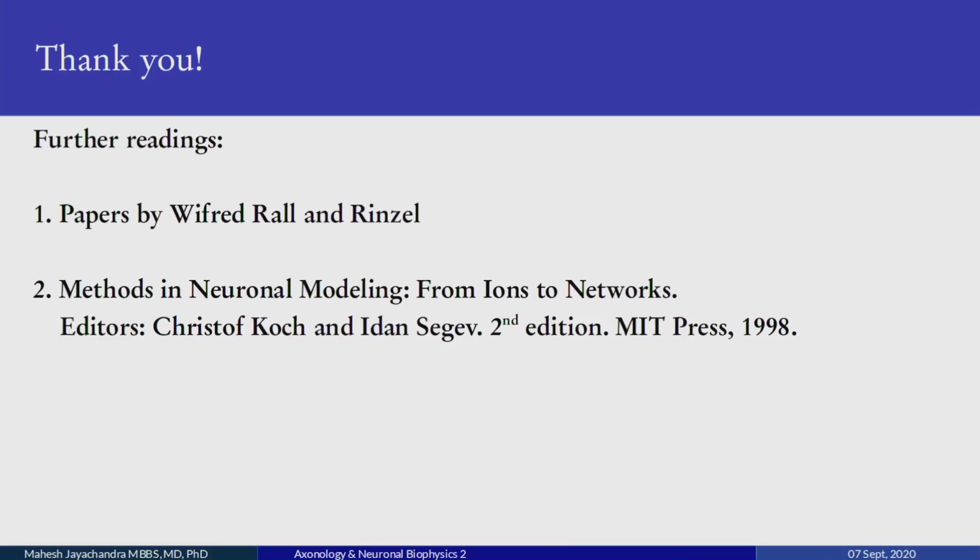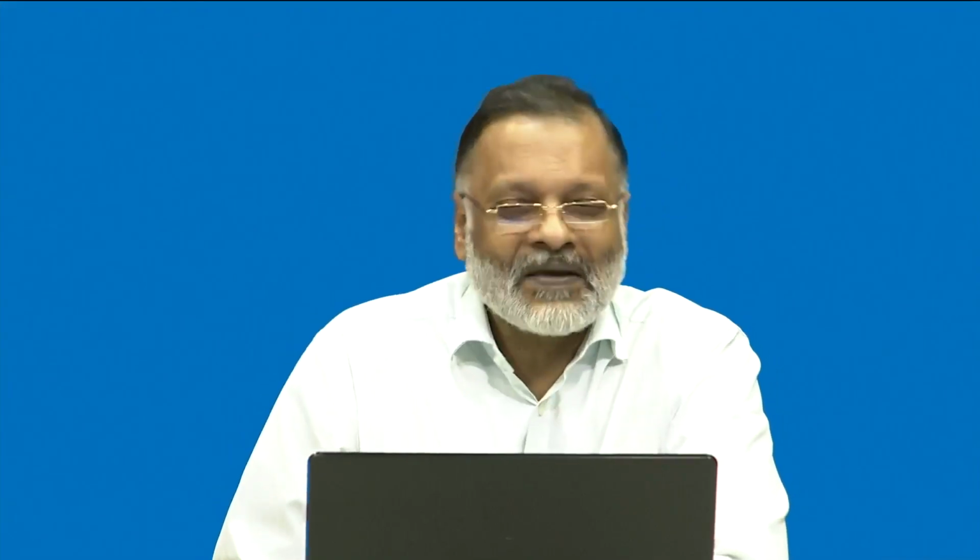So thank you. And further readings, if you're interested in this stuff, I strongly recommend you check out Wilfrid Rall and Rinzel for cable theory. Go on PubMed, put in Wilfrid Rall, and you will get a lot of his original papers. And for those of you who like books, I strongly recommend Methods in Neuronal Modeling: From Ions to Networks by Christof Koch and Idan Segev. This is available from MIT Press, and I think you have copies of it available on the internet. So thank you very much.